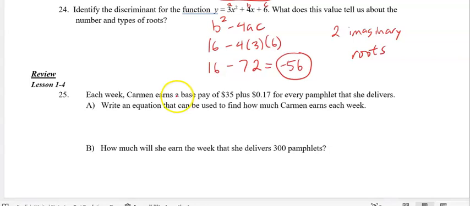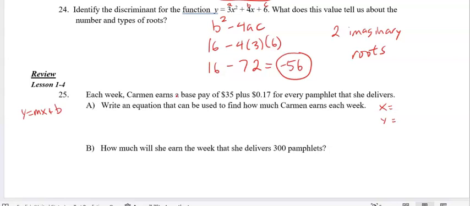All right, and then for number 25, we have this linear equation word problem. So linear equation means y equals mx plus b. We just have to identify what x is going to represent and what y will represent, and then it should be pretty easy to model this situation. This is really called modeling in algebra. Model a real life situation using an equation.